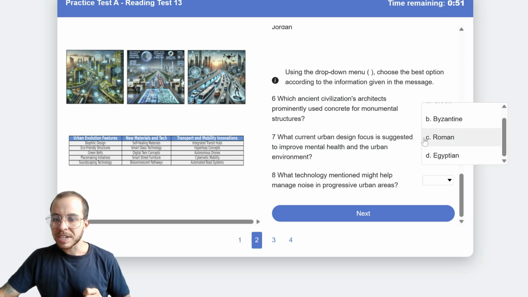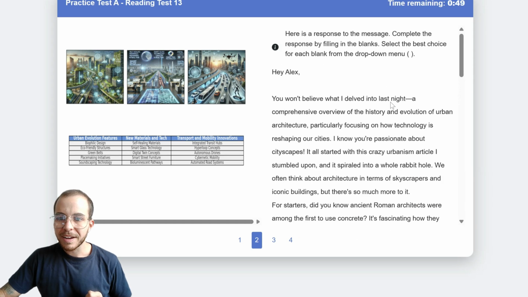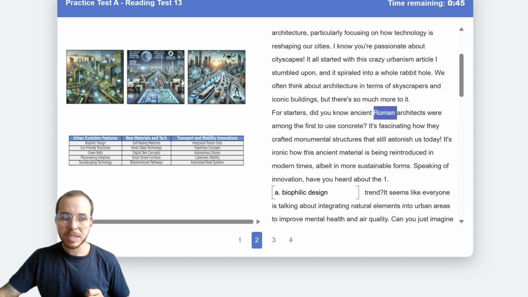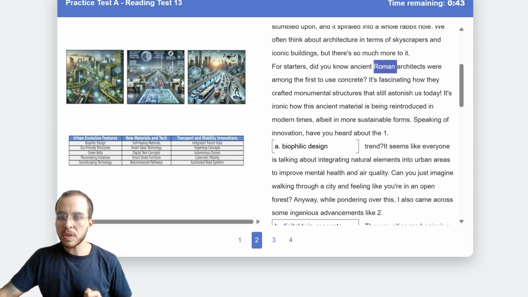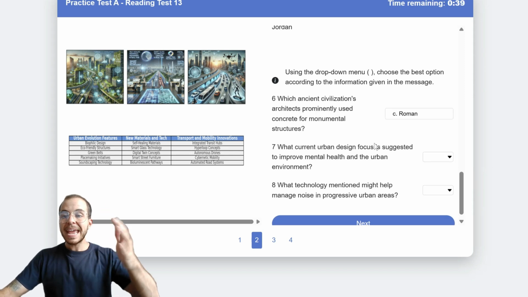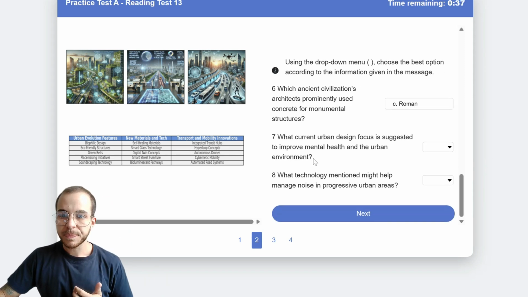Which one did they mention? Let's go back up. I saw something about ancient... Roman? It's Roman. Okay. Did you know that Roman architects... Good. So we're looking for answers that came in the text above.